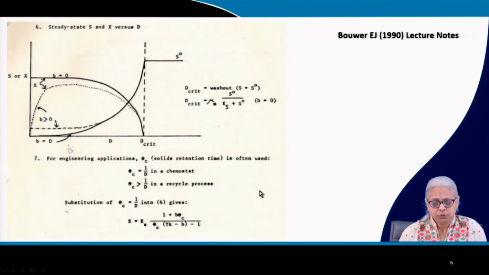And so for a chemostat, we do not have recycling. So theta C is the solids retention time, which you can also call a biomass retention time, or you can say mean cell retention time. So if there is no recycle, the mean cell retention time is equal to 1 by D, or if you have recycling, then theta C is greater than 1 by D. Theta C is equal to 1 by D, and S can be modified from all these equations to derive the last one.